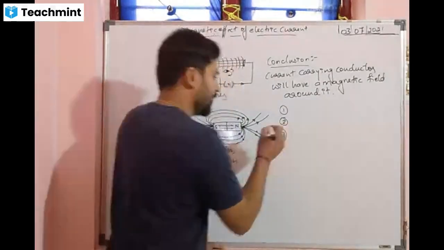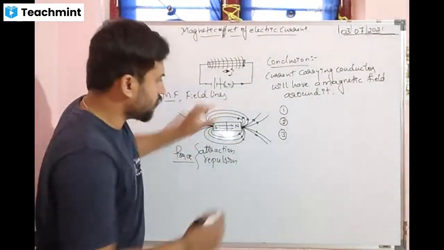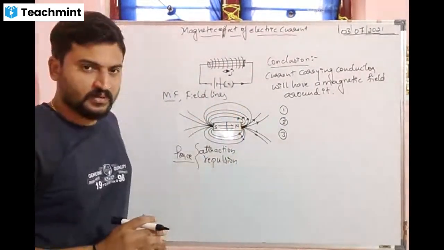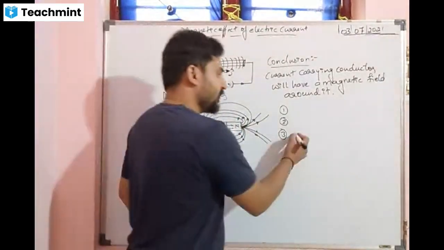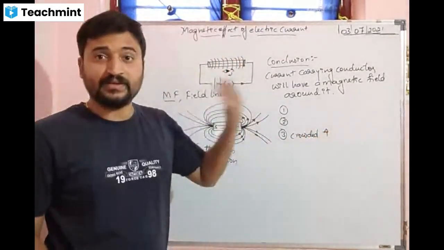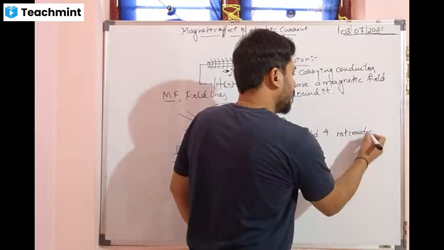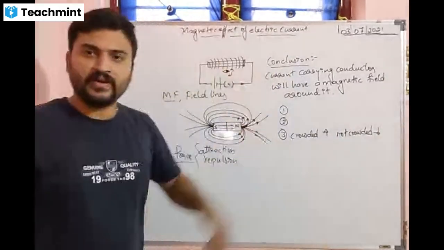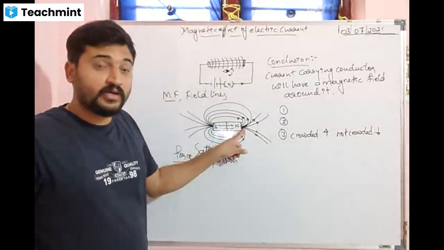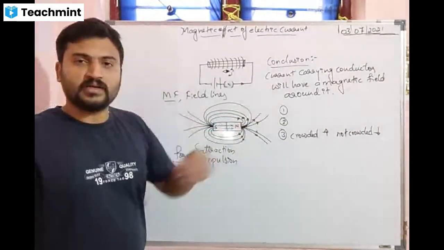Next, the third property: the intensity of the magnetic field. As you move away, the lines spread out and the distance between them will go on increasing. If the lines are crowded, the magnetic field is more, the intensity of the magnetic field is more. If they are not crowded, the intensity of the magnetic field is very less. So where there is more crowding, it will attract more than where there is less.